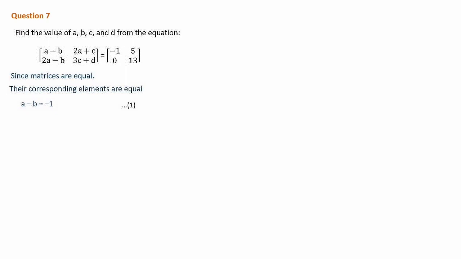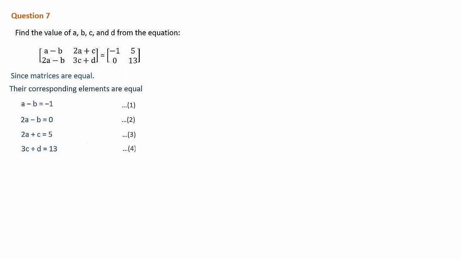So a minus b is equal to minus 1. That is our first equation. Next 2a minus b, corresponding element is 0. That is equation number 2. Next is 2a plus c, the corresponding element is 5. They are equal. 2a plus c is equal to 5. Equation number 3. Next is 3c plus d is equal to 13. That is our equation number 4.